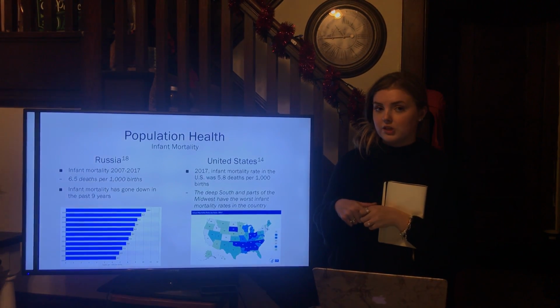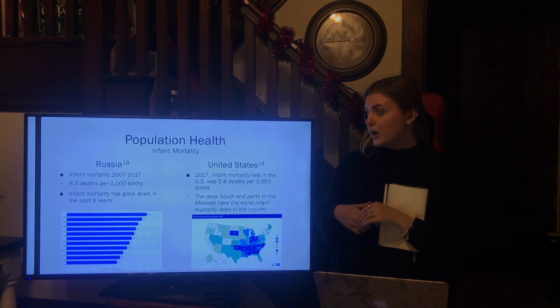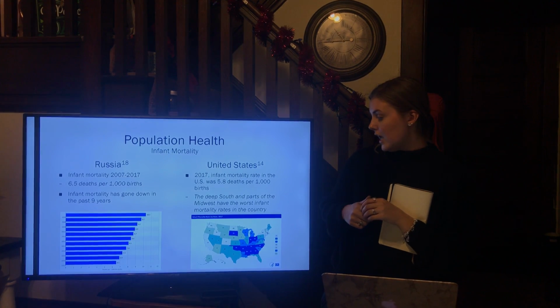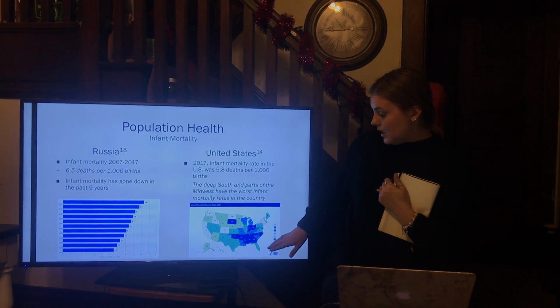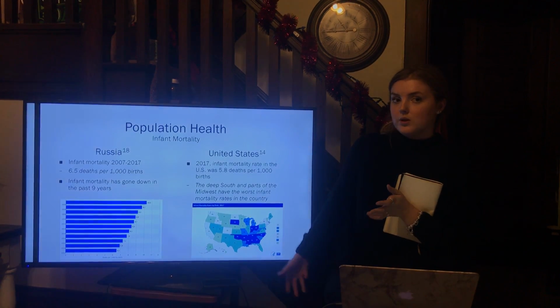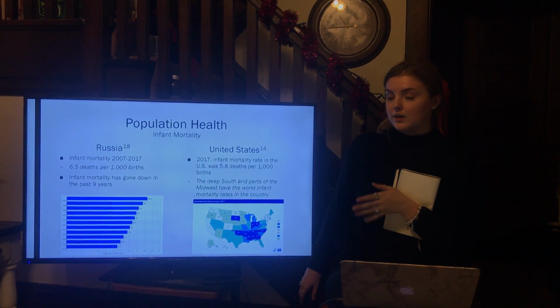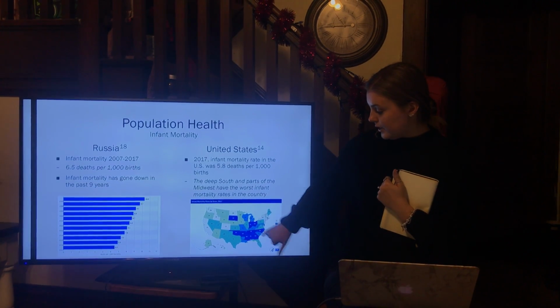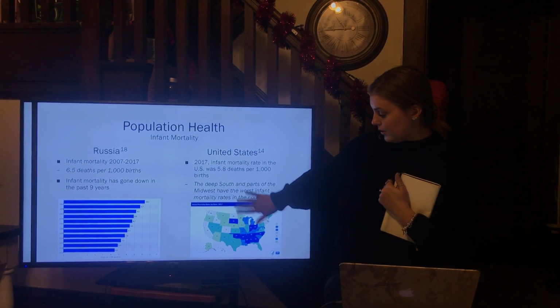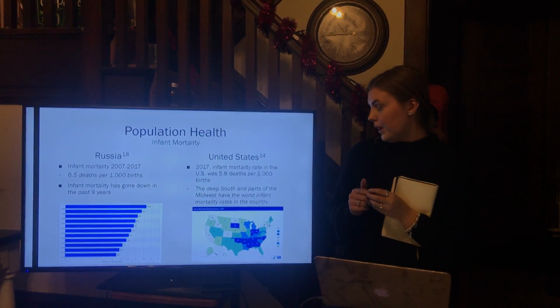I just did a presentation in another class on infant mortality, and we used this graph. You can see how Ohio has one of the worst infant mortality rates in the country, and it's this dark blue color, along with a lot of the deep south, and then the rest of the Midwest is also pretty bad.